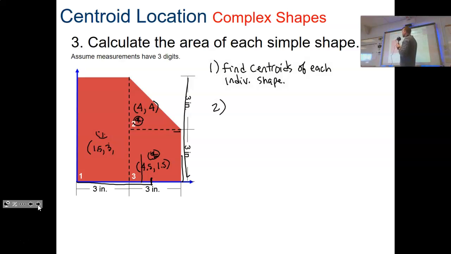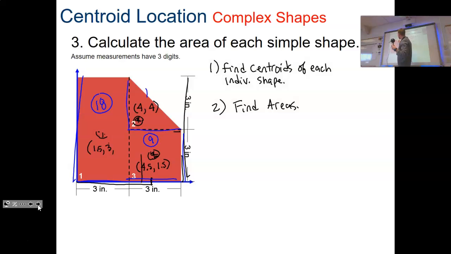Step 2, find all the areas. So I'm going to circle my areas, or maybe I'll do it in blue to kind of keep it separated. So this area is 3 times 6. So this area is 18. This area is 3 times 3, which is 9. And this area is 1/2 base times height, which is going to be 4.5.